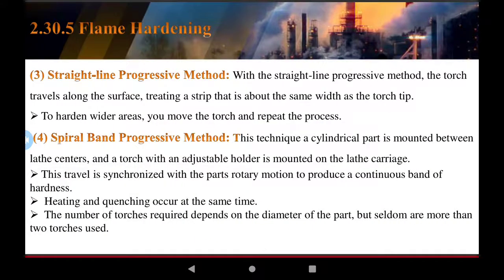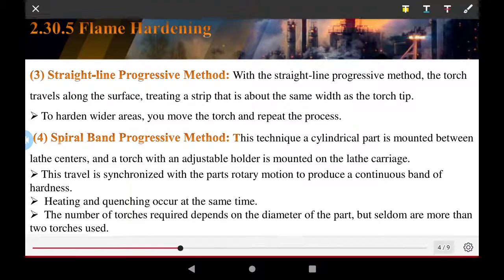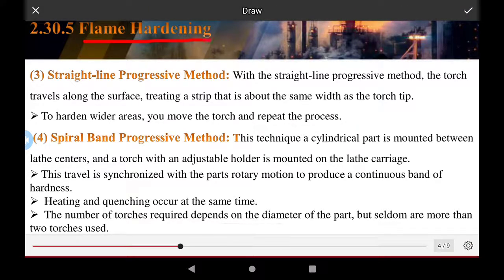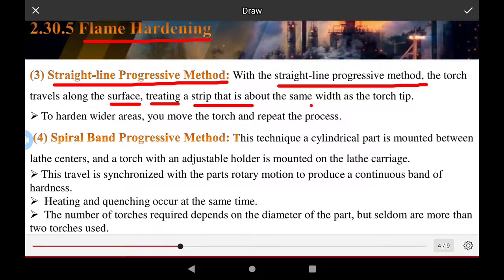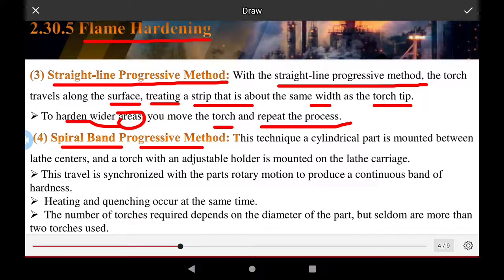Continuing with flame hardening, the straight line progressive method. With the straight line progressive method, the torch travels along the surface, treating a strip that is about the same width as the torch tip. To harden a wider area, you move the torch and repeat the process.